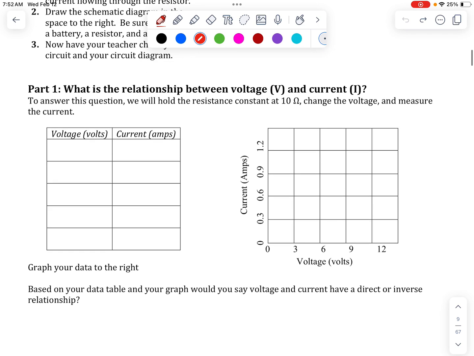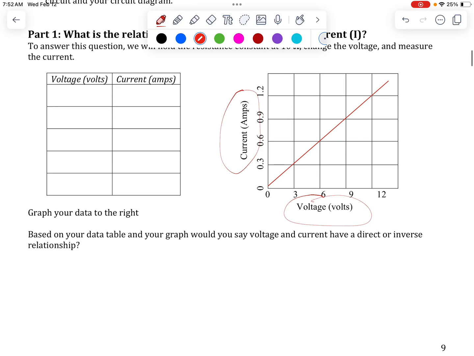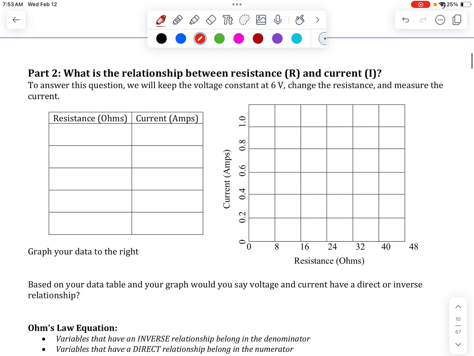during your day. All right, so what we found in our lab is when we changed the voltage and we measured the current, we found that we got a linear graph here. And so that means there is a direct relationship between current and voltage, okay? Then later on in the lab, we swapped our resistors in and out, and we found that as the resistance increased, the current decreased. So we found an inverse relationship there.